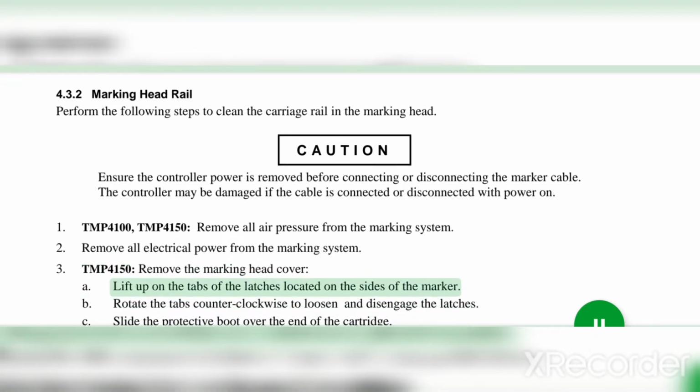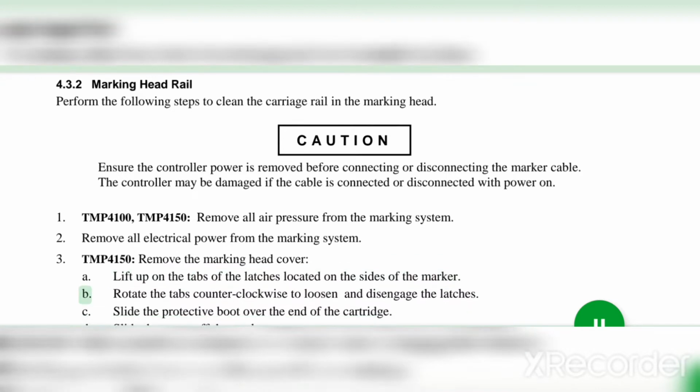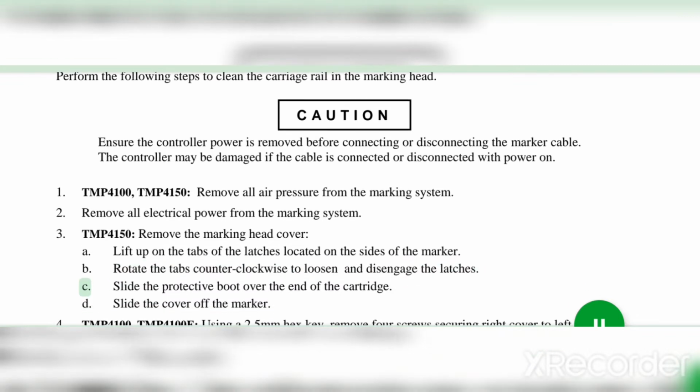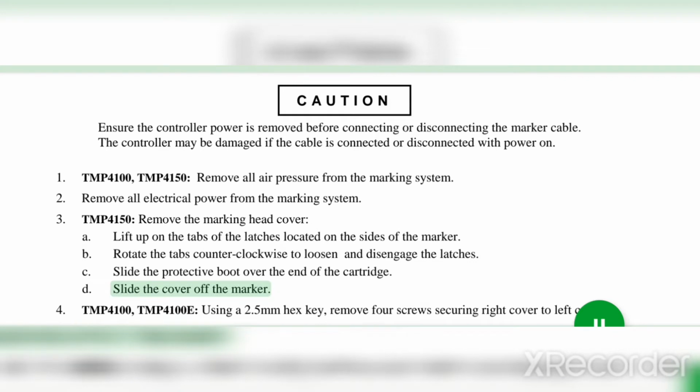A. Lift up on the tabs of the latches located on the sides of the marker. B. Rotate the tabs counterclockwise to loosen and disengage the latches. C. Slide the protective boot over the end of the cartridge. D. Slide the cover off the marker.